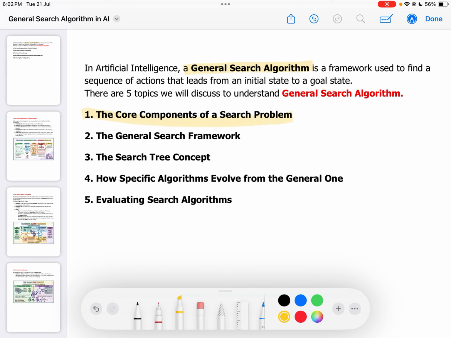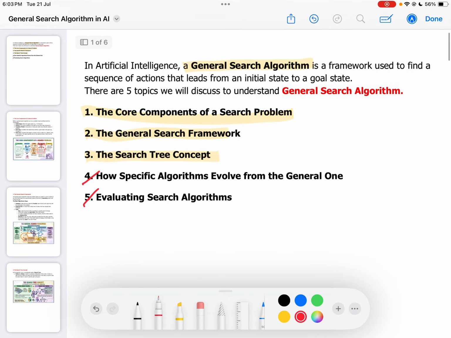One is core components of a search problem. We are talking about general search algorithm, so we are talking about core components that are there in general search algorithm. Second is what is the framework that is used in general search algorithm. Third is the tree concept that is there in the search algorithm. Today we will see fourth and fifth: how specific algorithms evolve from a general search algorithm. Fifth one is evaluating search algorithm. Quickly, I'll cover the first three and get into the fourth one.